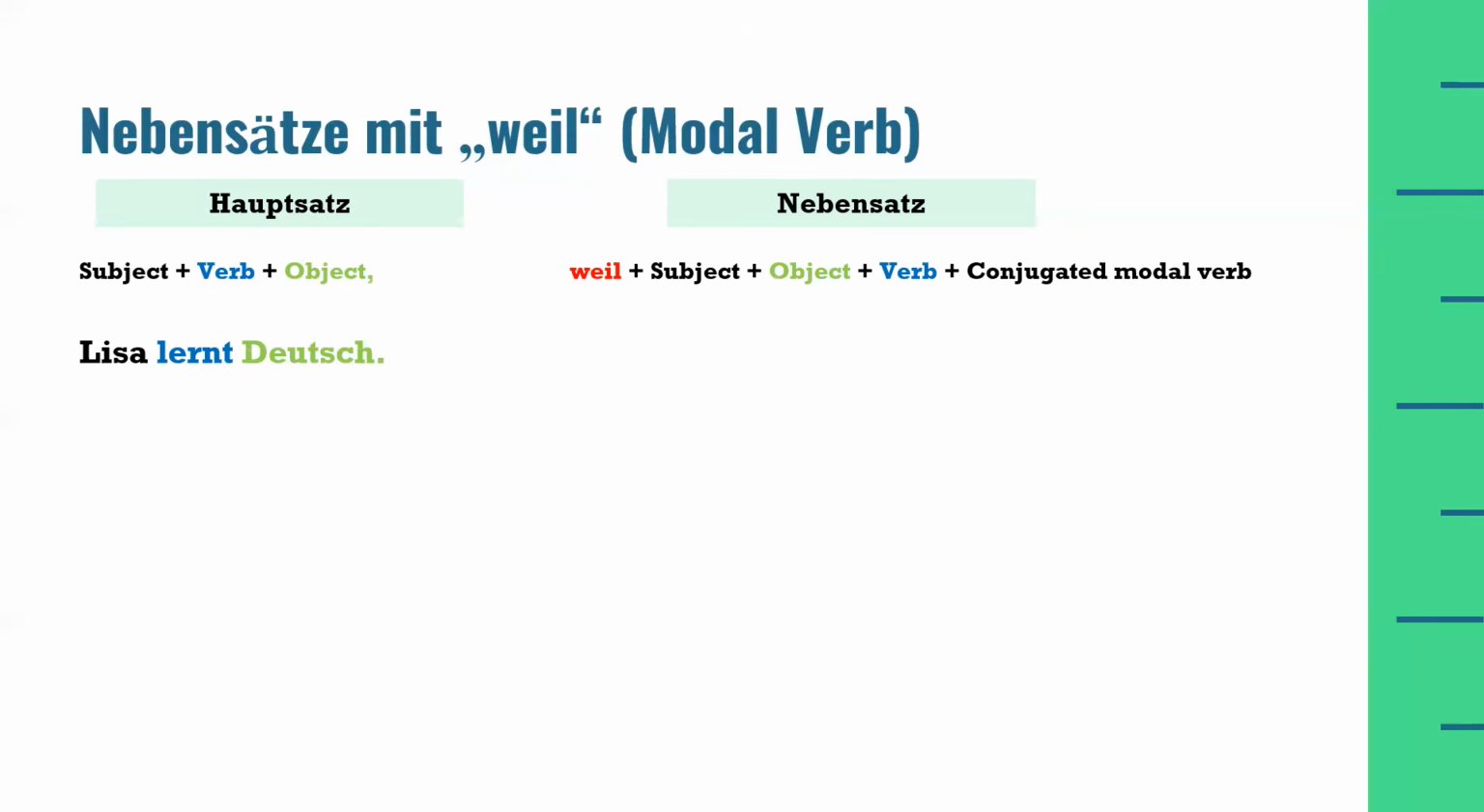Let's have a look at the example. Lisa lernt Deutsch. Sie möchte nach Deutschland gehen. Lisa is learning German. She wants to go to Germany. Now, again, the first sentence, the Hauptsatz or the main clause, presents a fact that Lisa is learning German, and the reason why she is learning German is because she wants to go to Germany. And the reason will be in the Nebensatz.